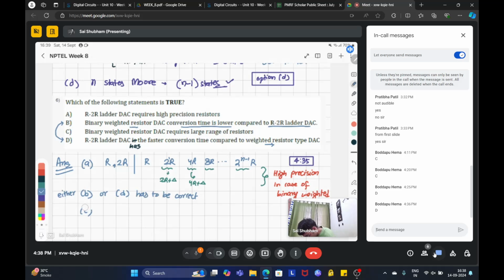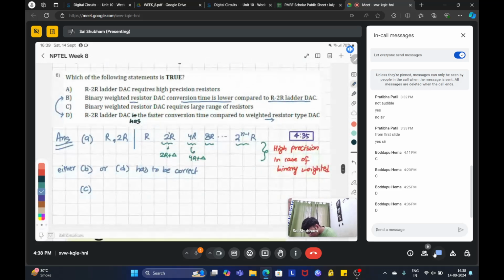If you look at option C, binary weighted DAC resistor requires large range of resistors. So that is also correct, because in case of R2R, you need only these two, right? R and 2R. But in case of binary weighted, you need a whole range of them. You need n different types. Fine. So option C is correct. Now, I also did not notice that there can be two options correct here, because B or D are opposite to each other. Then one of them has to be correct. So in this case, I think that option B is correct.